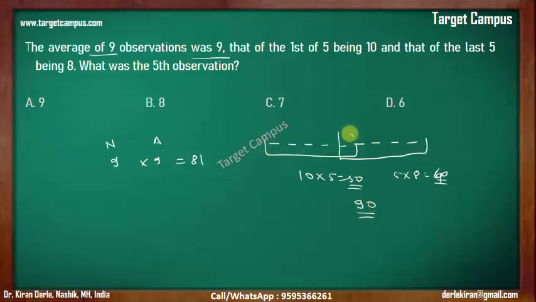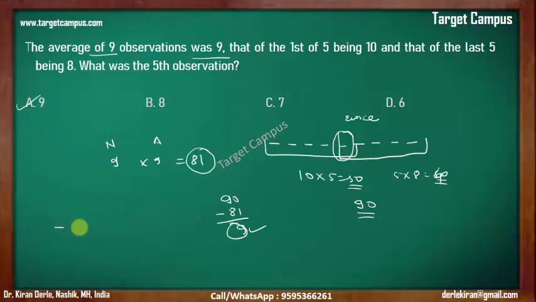But if you observe, this has been counted twice. And we know the total of 9 numbers is 81, right? And if this number is counted twice, this becomes 90. So that means this common number is 9. The common number is 9. I hope you are getting this.